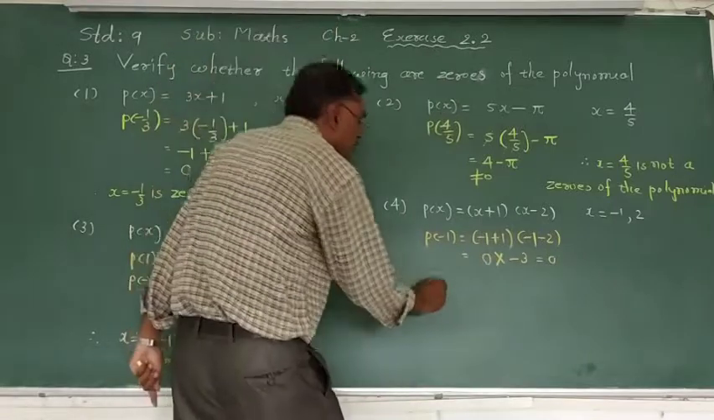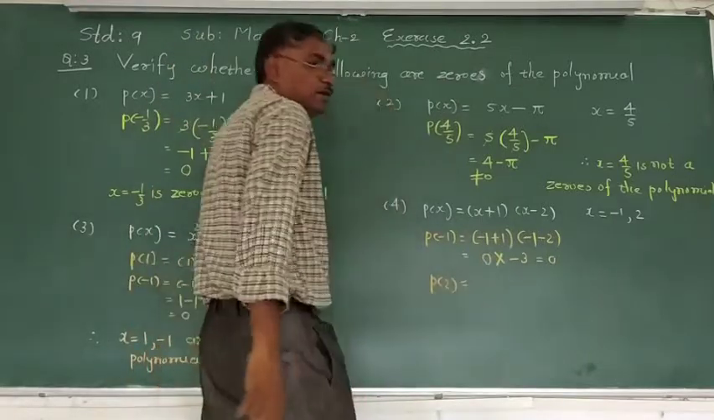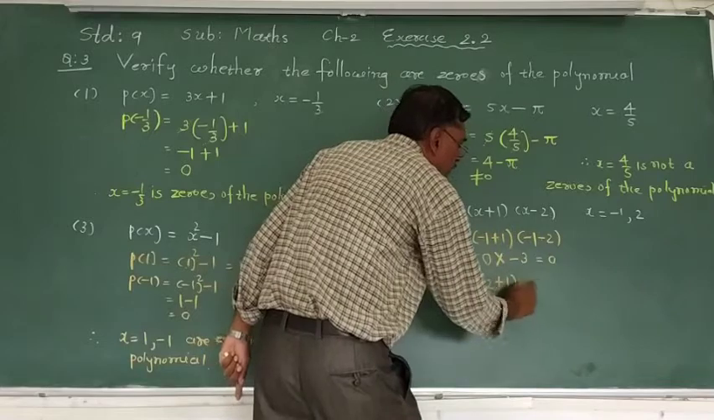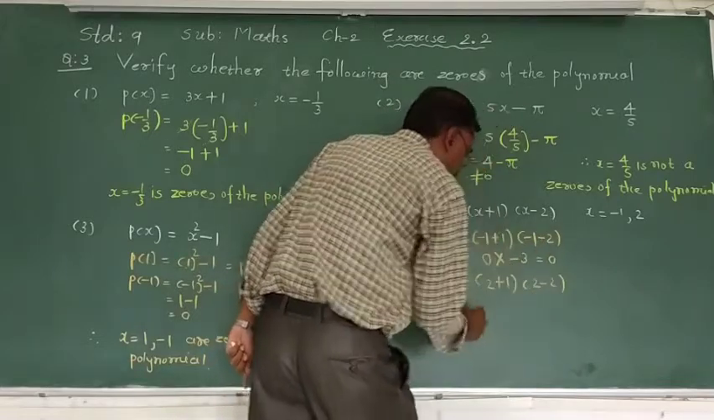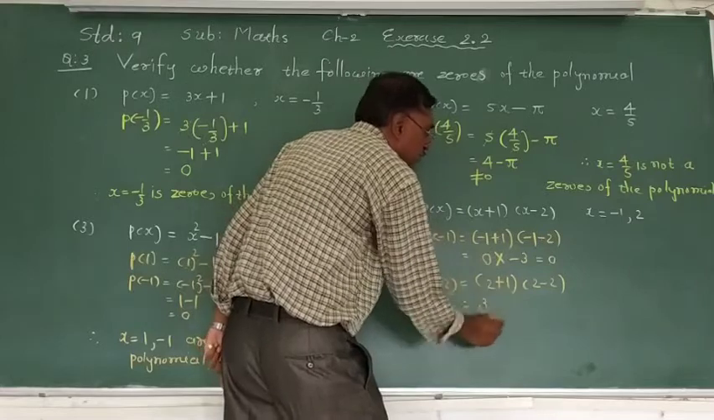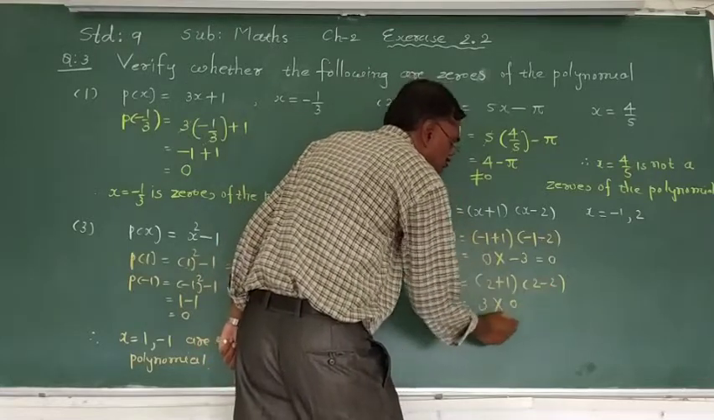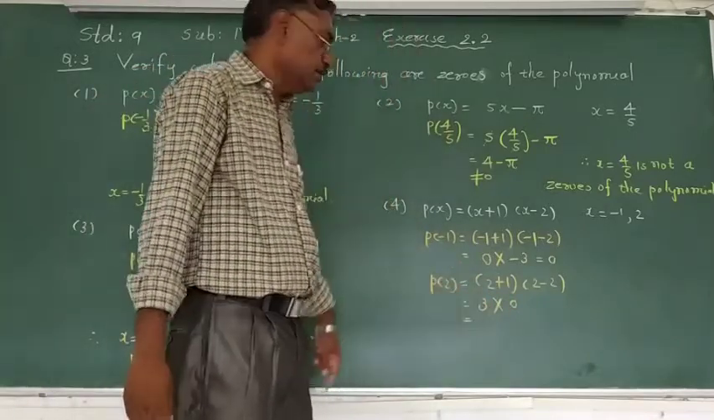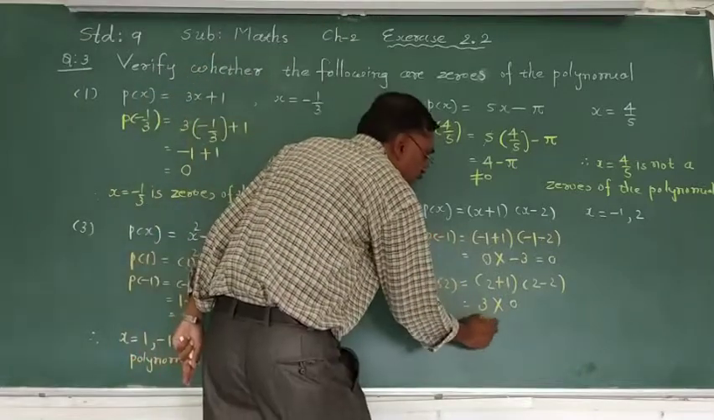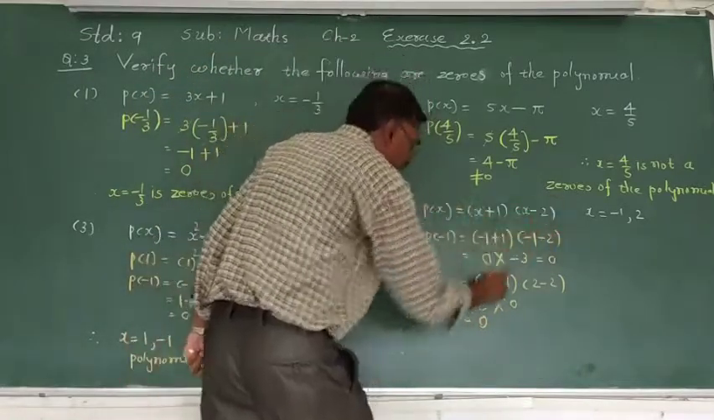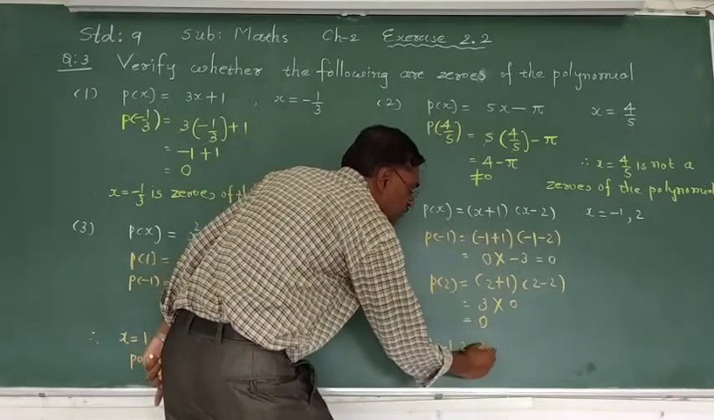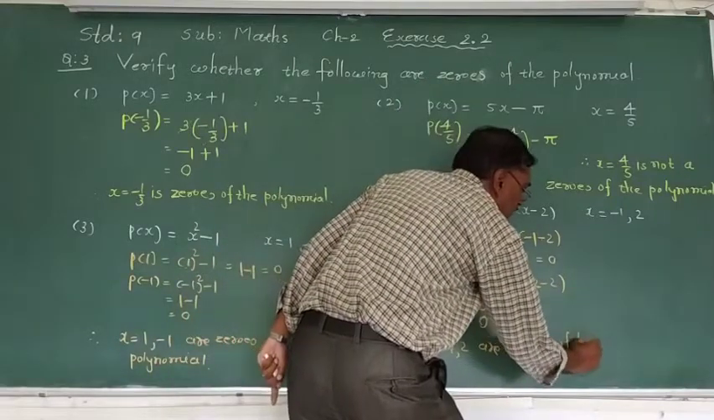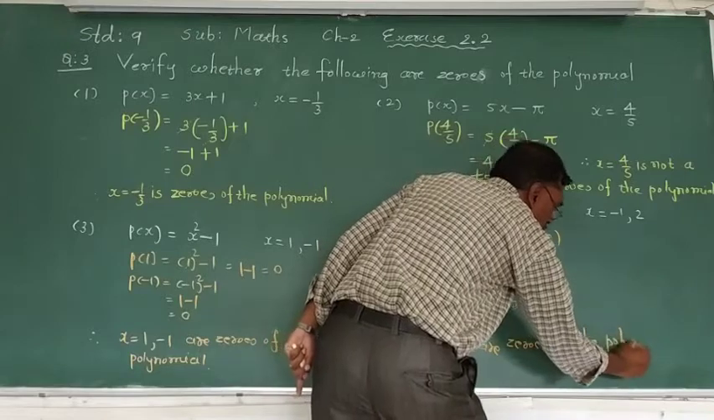Now put x equal to 2. So p of 2, write 2 in place of x. So 2 plus 1, 2 minus 2. 2 plus 1 is 3, multiplied by 2 minus 2, 0. So 3 multiplied by 0, 0 multiplied by any number, we will obtain 0. Therefore we can say that x equal to minus 1 and 2 are zeros of the polynomial.